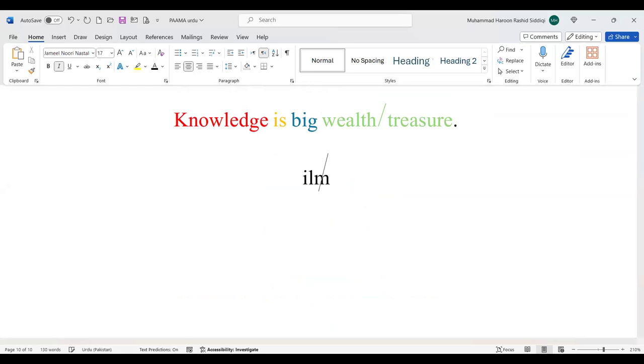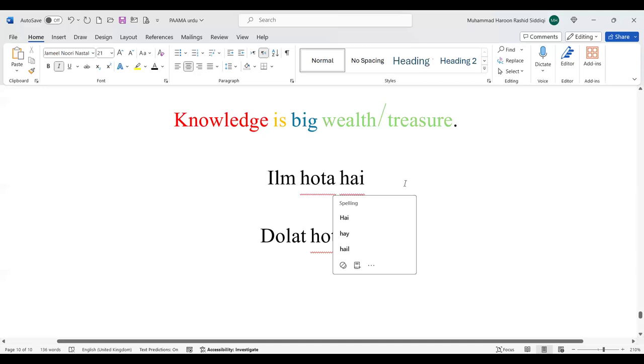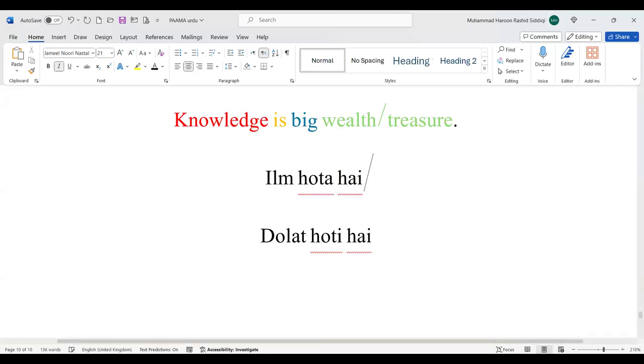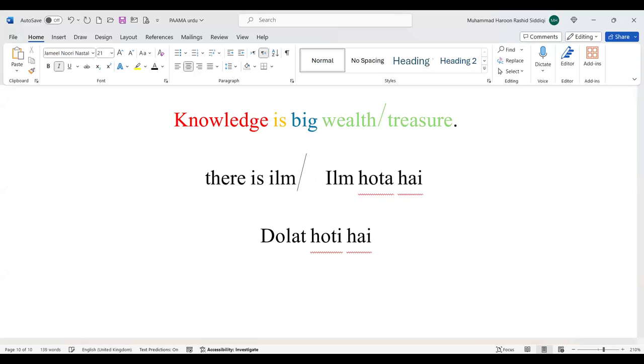So ilm hota hai. Dolat hoti hai. Ilm hota hai, yes. And then dolat hoti hai. And when I say in English, ilm hota hai means there is knowledge, and you can explain that this is just like a reference point that you have to make sure if a word is feminine or masculine. For us, for Urdu speakers, it's for us to make sense of it. If it doesn't sound right, it's not right. I don't know how you can explain that. Yes, that's how I explain it. So ilm hota hai, there is ilm. I was only telling you this to make it more sensible for you, everyone.